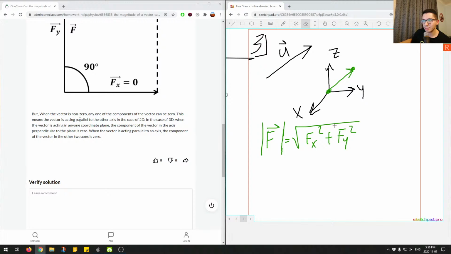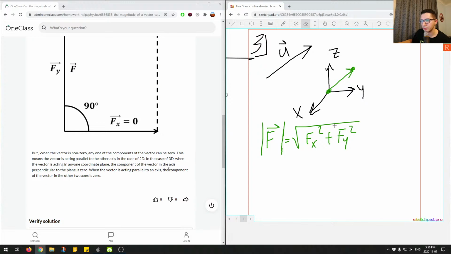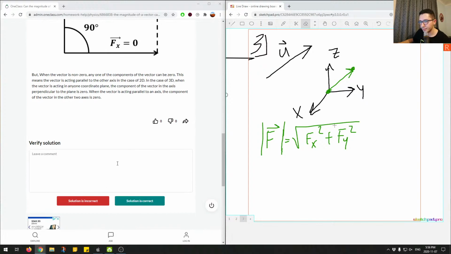This means that the vector is acting parallel to the other axis. So that's what we see here in this example. And the same thing in the case of a 3D coordinate system. So we'll say the answer is correct. Great job. And we'll move on to the next question.